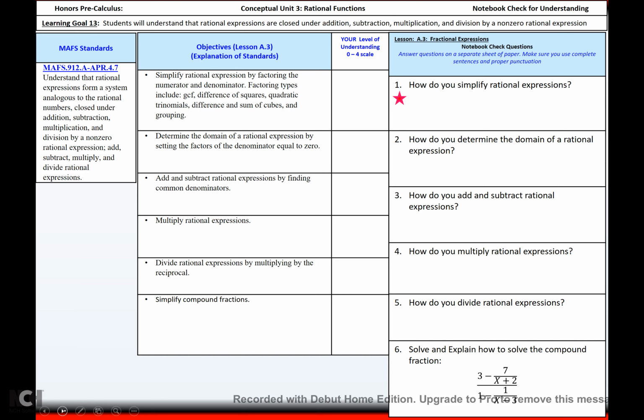Alright, so how do you simplify rational expressions? Well, you factor all tops and bottoms. We should say numerators and denominators. Cancel like factors. And reduce.